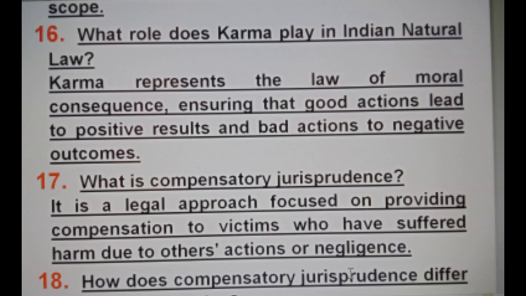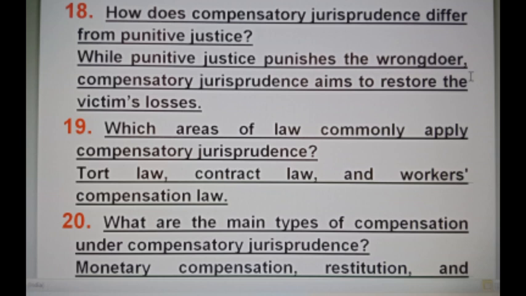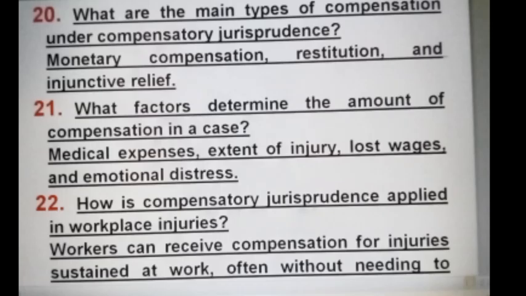How does compensatory jurisprudence differ from punitive justice? While punitive justice punishes the wrongdoer, compensatory jurisprudence aims to restore the victim's losses. Which areas of law commonly apply compensatory jurisprudence? Tort law, contract law, and workers' compensation law. What are the main types of compensation under compensatory jurisprudence? Monetary compensation, restitution, and injunctive relief.